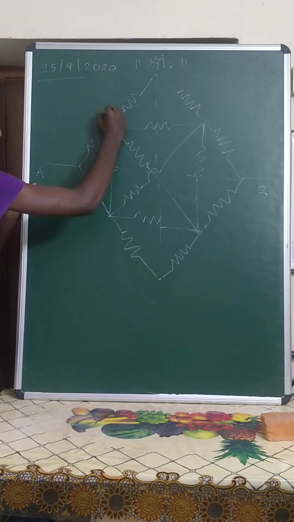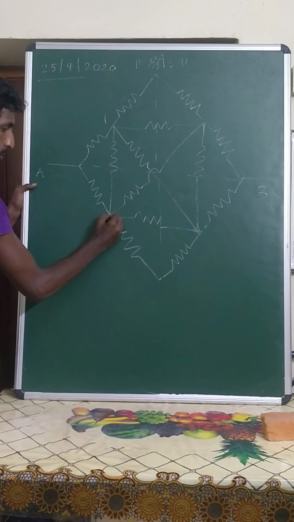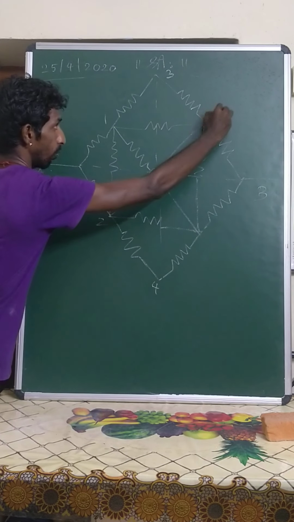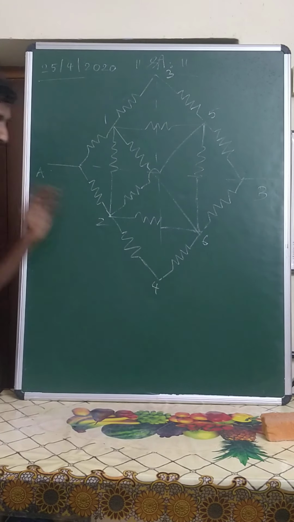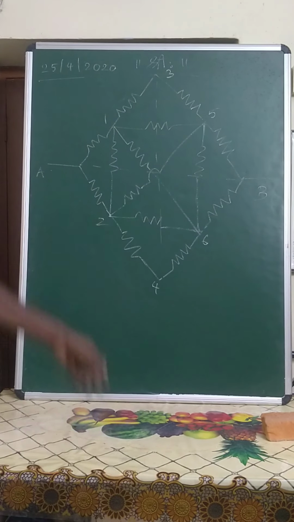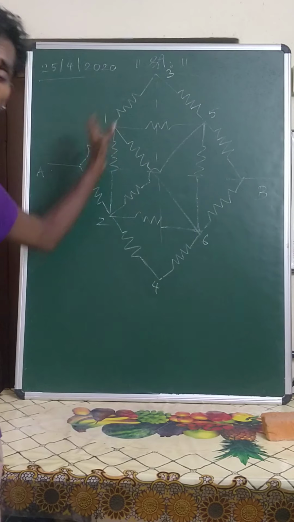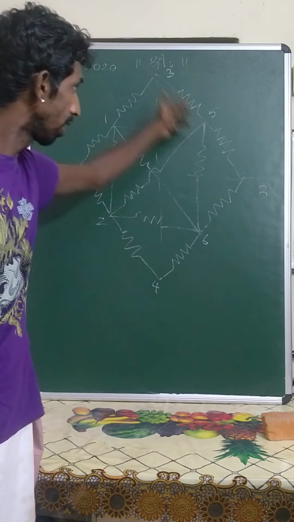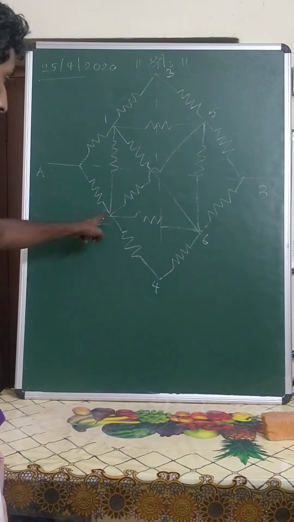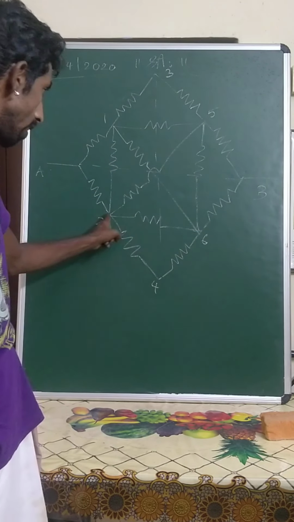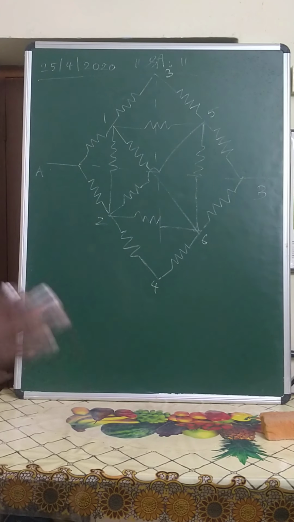I can draw this point as 1 and this as 2, this point as 3, 4, 5 and this as 6, then connecting to B. Here the current will be equally divided. We know that these 2 points have the same potential. See the loop from 1 and 2: 1, 3, 5 to B. Similarly 2, 4, 6 to B. 1 to 5 to B, similarly 2, 6, B. All the paths are the same.